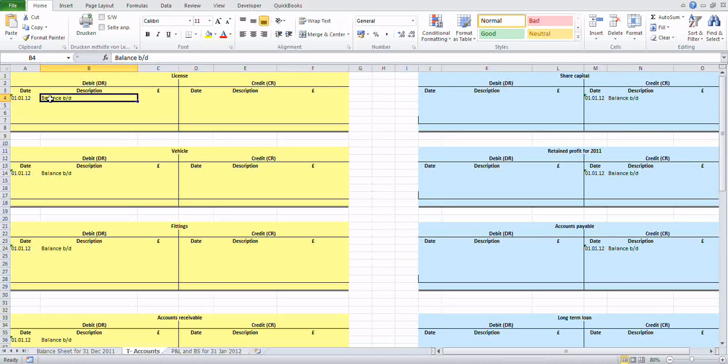So this is the value on 1st of January 2012, the opening balance, and this would be the value from the closing balance from the previous month. Therefore, all we do is we refer to that cell on the previous sheet. How do we do that? We type in an equal sign.